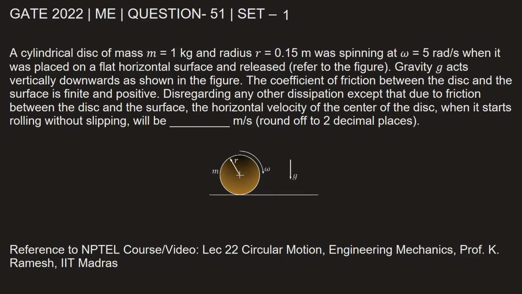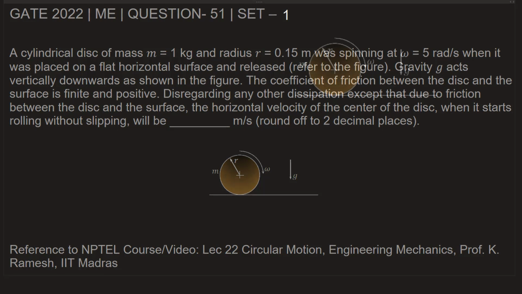The coefficient of friction between the disc and the surface is finite and positive. Disregarding any other dissipation except that due to friction between the disc and the surface, the horizontal velocity of the center of the disc when it starts rolling without slipping will be dash meter per second.